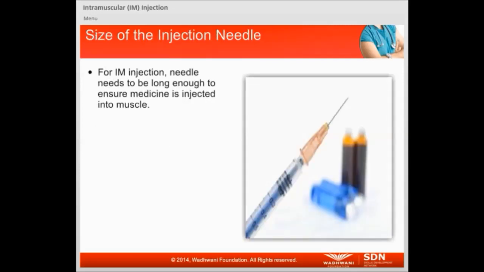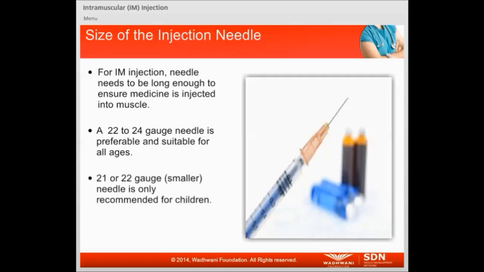For an IM injection, the needle needs to be long enough to ensure that the medicine is injected into the muscle. A 22 to 24 gauge needle is preferable and suitable for all ages. 21 or 22 gauge needles are smaller and are only recommended for children.